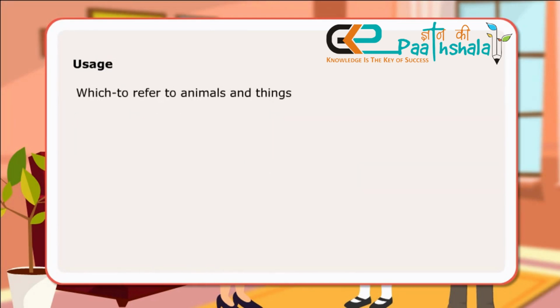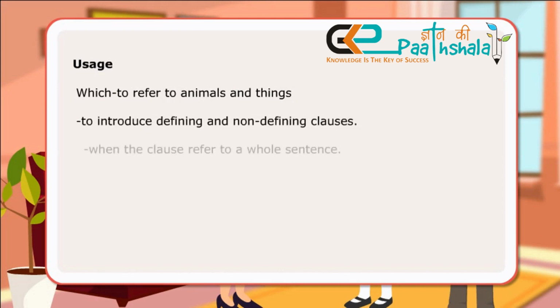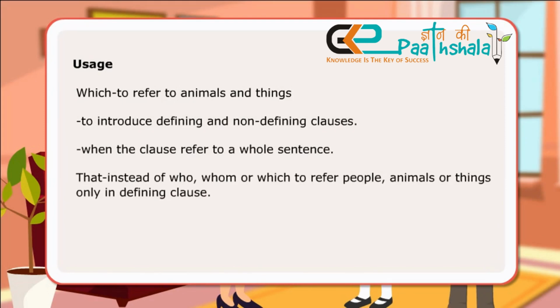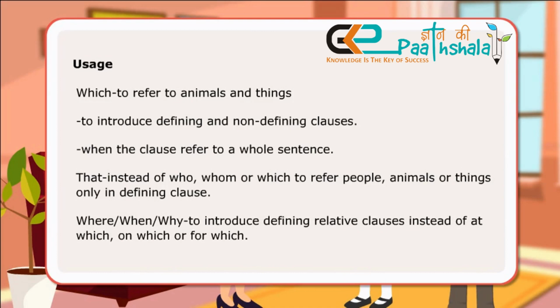Which, to refer to animals and things, to introduce defining and non-defining clauses, and when the clause refers to a whole sentence. That, instead of who, whom, or which to refer to people, animals or things, only in defining clauses. Where, when, why to introduce defining relative clauses instead of at which, on which, or for which.